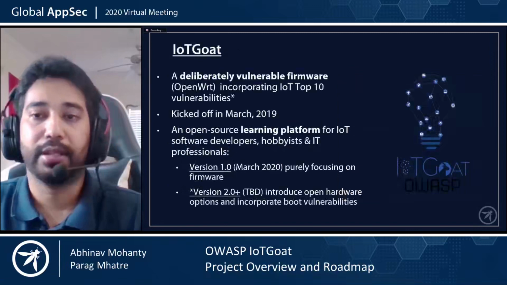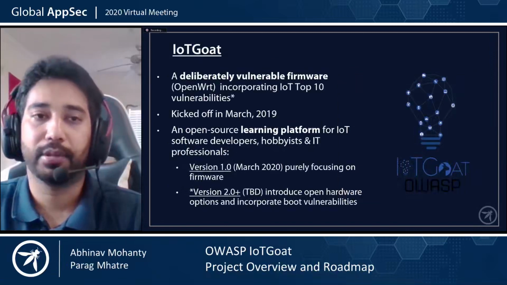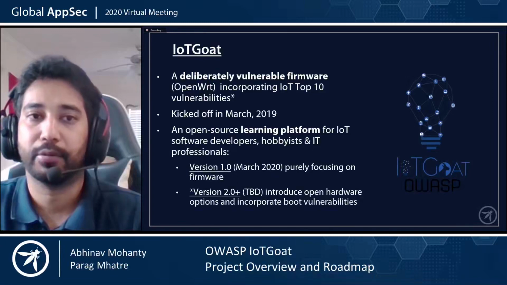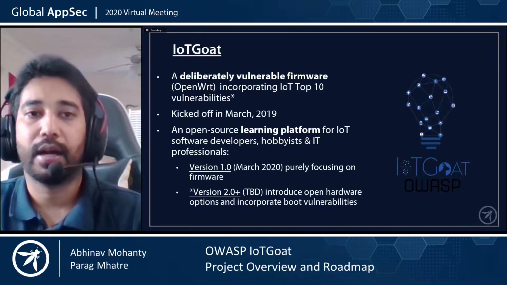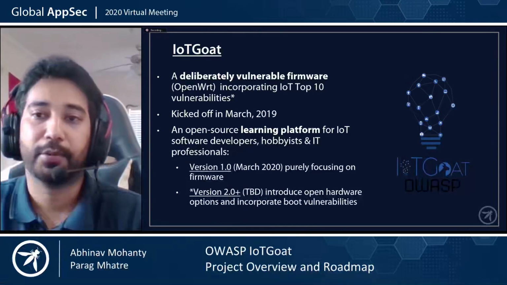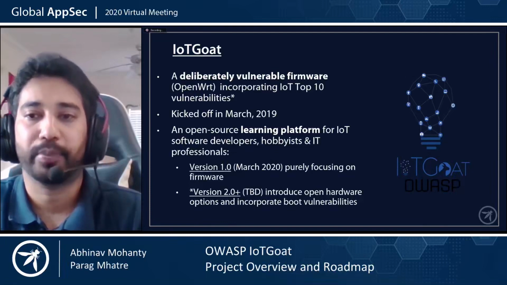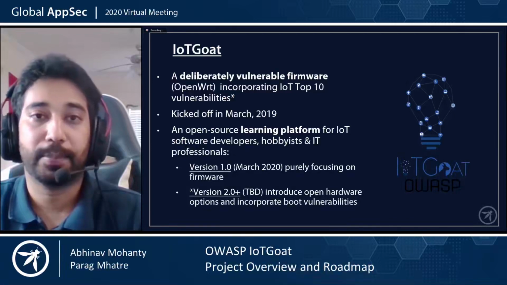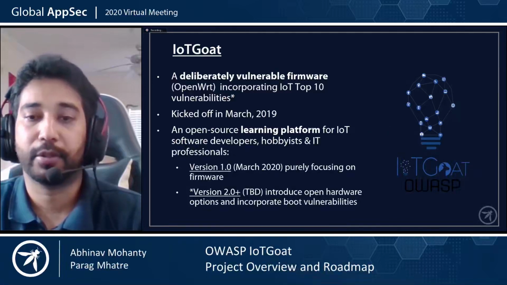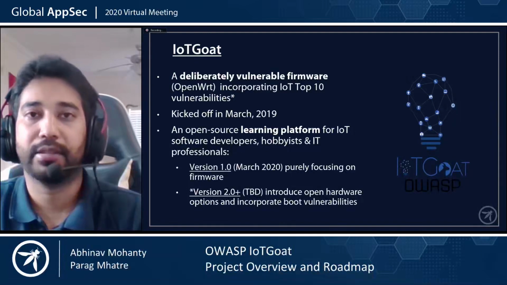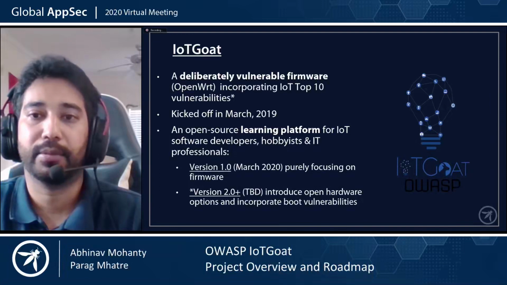IoTGoat is a deliberately insecure firmware based on OpenWRT, which is a widely used and highly customizable router firmware. IoTGoat is maintained by OWASP to educate users on how to test for the most common vulnerabilities found in IoT devices. The vulnerabilities included in IoTGoat are based on the OWASP IoT Top 10 to keep it as real as possible, and also includes some Easter eggs that have been contributed by the project contributors.